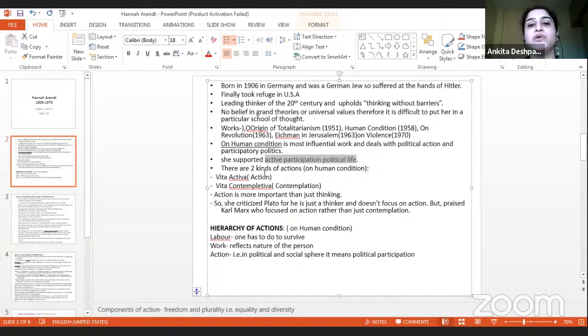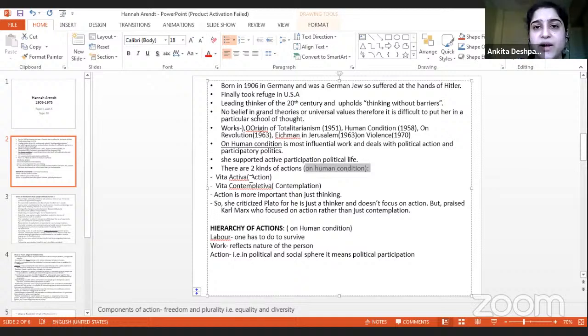Okay, she believes that there are two kinds of action. Please understand, she is thinking to herself, she's talking to herself, she's writing to herself. Okay, so this is for her own understanding, which we have to understand here. All right, so it's going to be a little complicated, but I will try to explain it to you as succinctly as possible. Okay, so she says that there are two kinds of actions. These actions are written in her book On Human Condition. All right, she says there is one action that is vita activa and there is vita contemplativa.